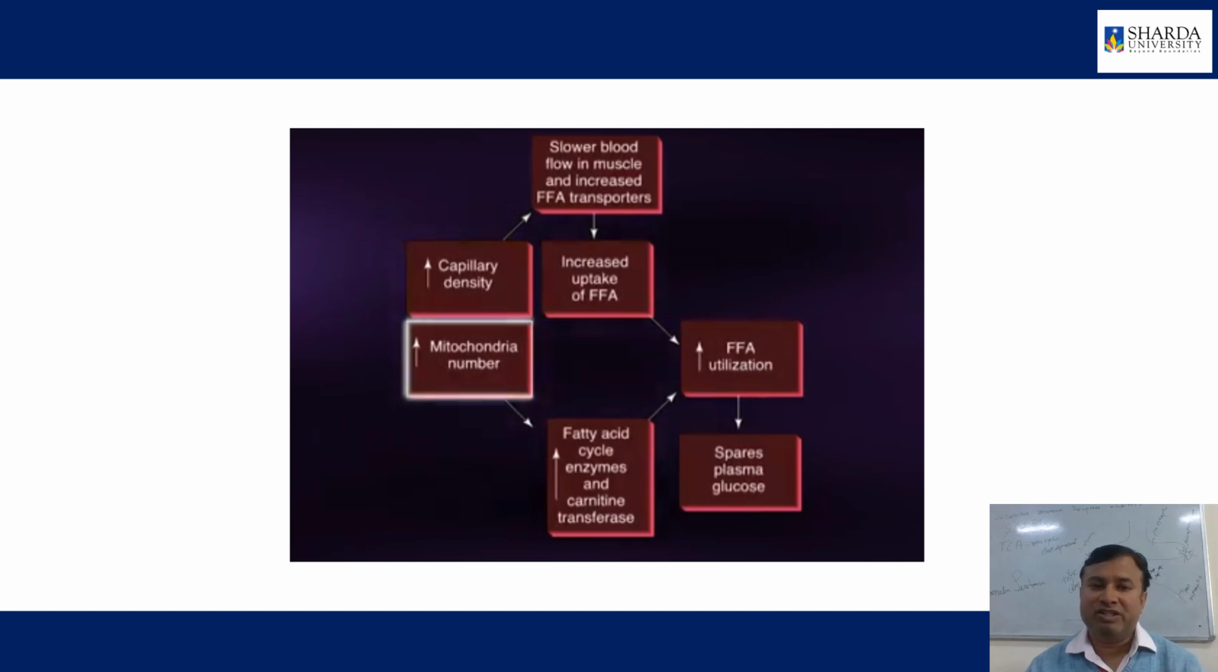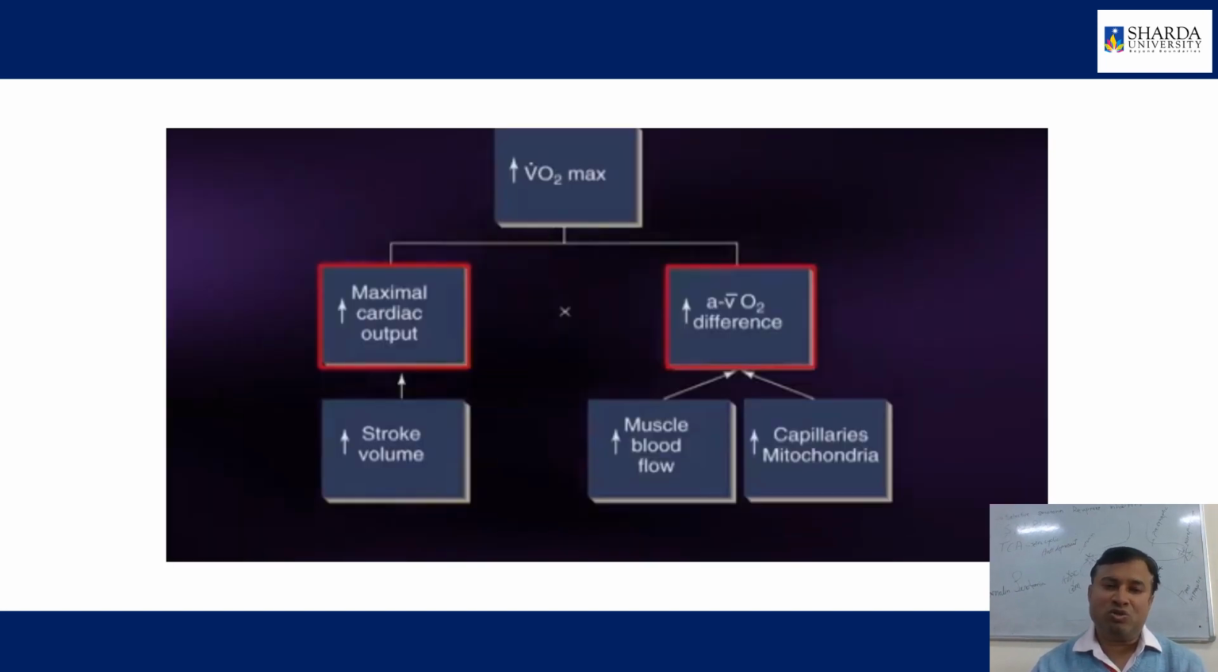This is the figure that is showing here. The number of mitochondria increases, capillary density increases, free fatty acid enzymes such as carnitine transferase enzyme increase, and free fatty acid utilization will be increased, sparing plasma glucose. This also shows how stroke volume increases, and maximum cardiac output and ultimately VO2 max increase. Here, arteriovenous oxygen difference increases, muscle blood flow, capillaries and mitochondria will increase. As a result, arteriovenous oxygen difference will increase and ultimately VO2 max increases.